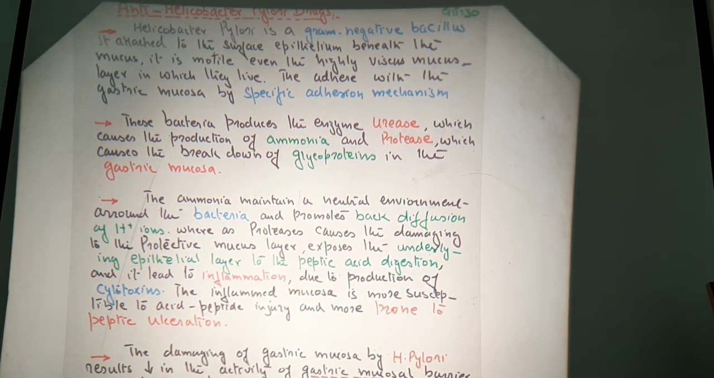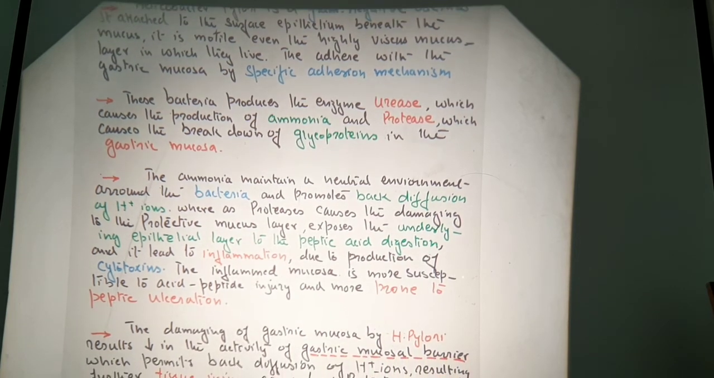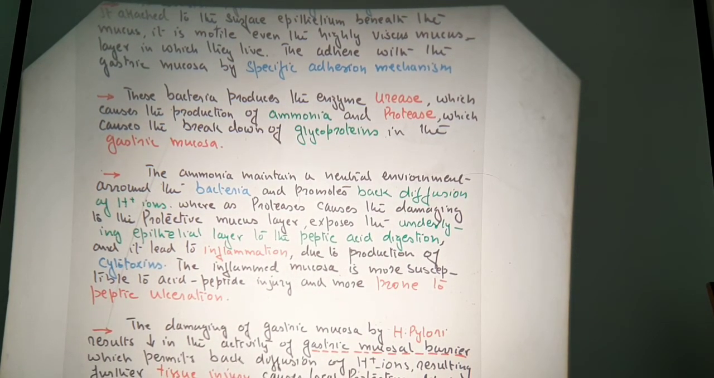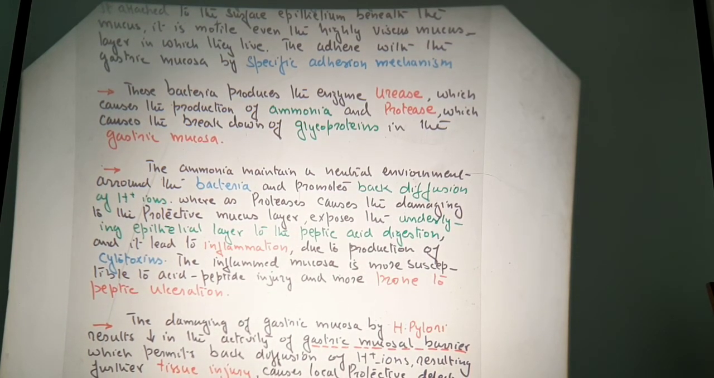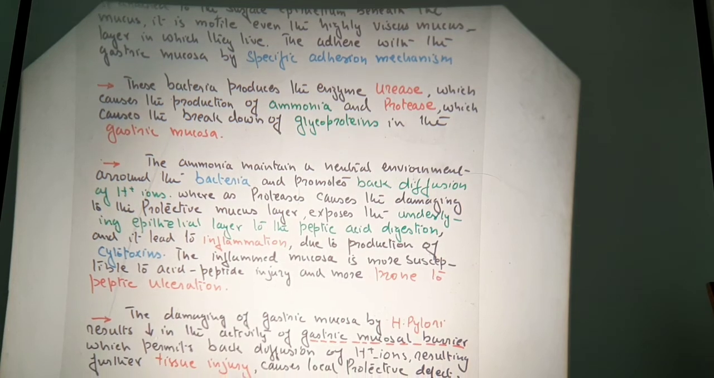So in this case, they inflame the mucosa, which is more susceptible to the acid peptic injury and more prone to peptic ulceration. More prone means the stomach is easily involved to show the ulceration. So it is prone to peptic ulceration.